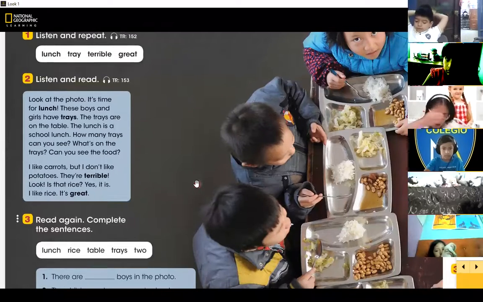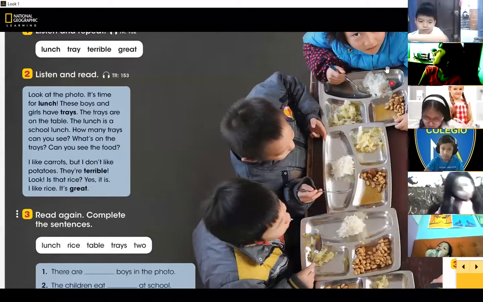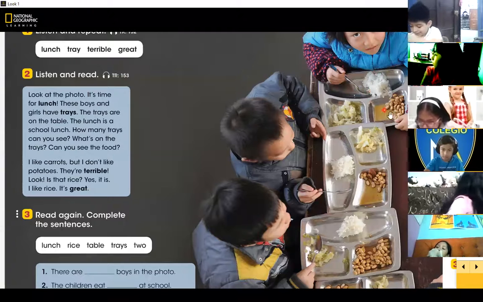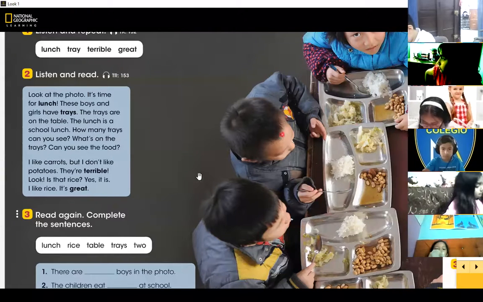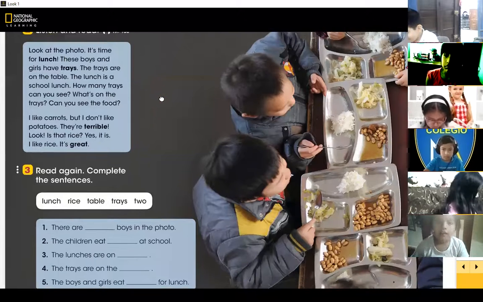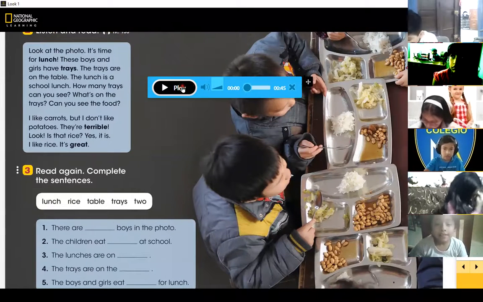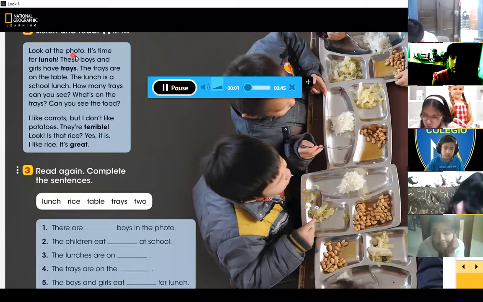So pay attention now. Okay, you have here some rice, ¿verdad? Tenemos aquí rice, tenemos beans, tenemos salad too. Yeah? So now please, you are going to listen and you are going to read this example. Pay attention. Look at the photo.